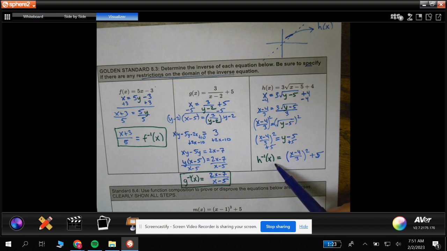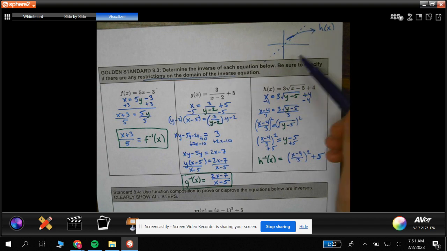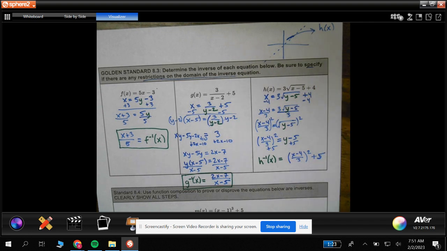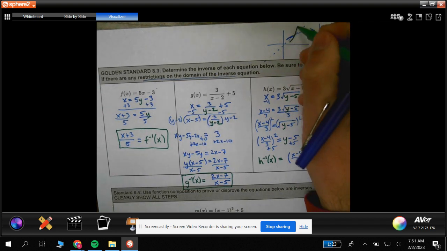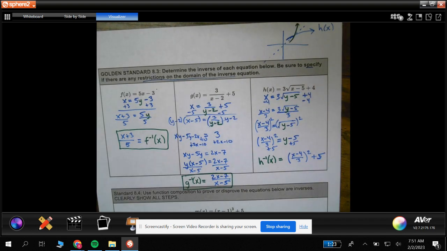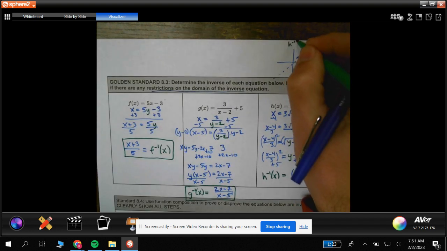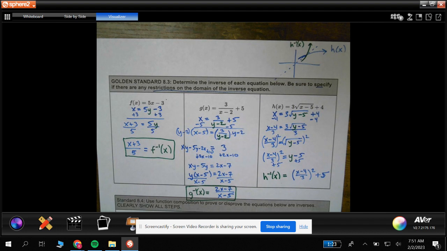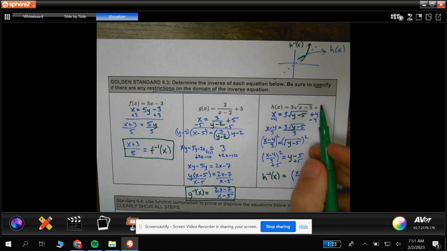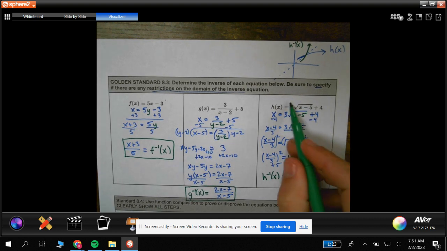But a parabola would have two parts to it. In order to be an inverse, we only want that part right there. Okay? We only want the part that would reflect on a graph. So we only really want half of it. So in this case, think about what the range is for this one.